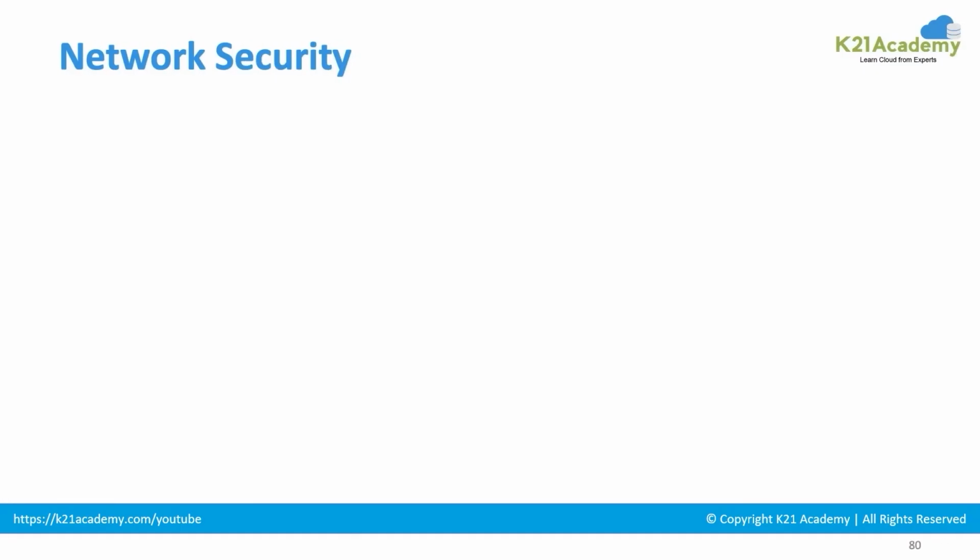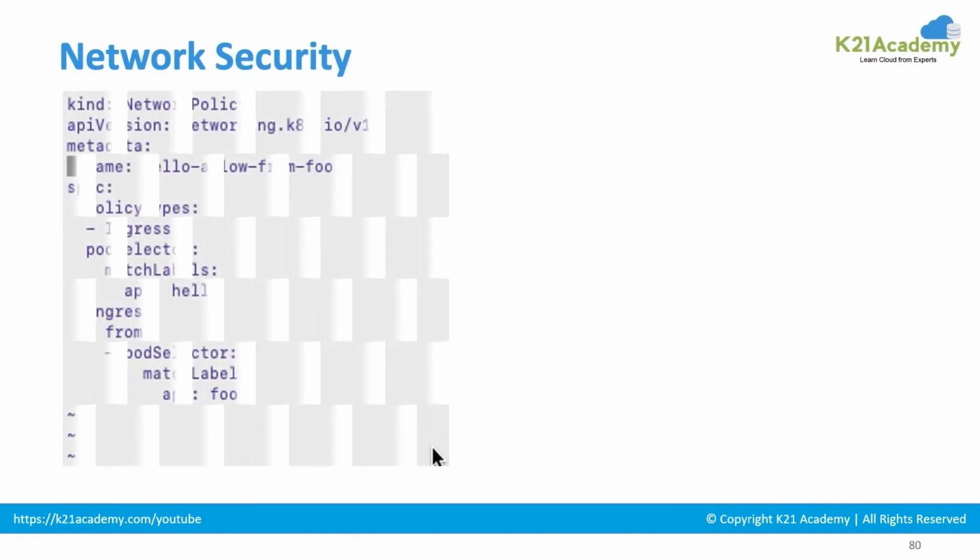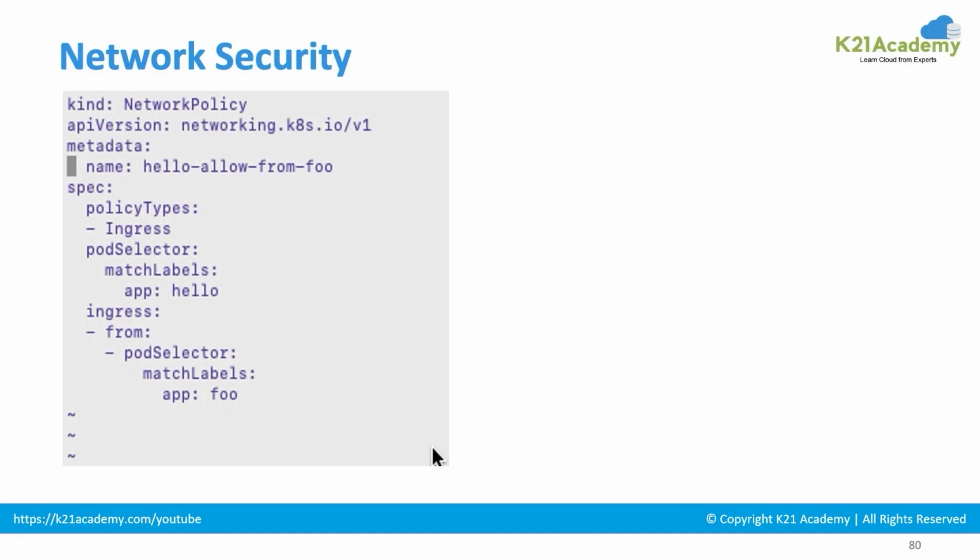So let's look at how we define our network policies. This is a kind NetworkPolicy. It has an API version on which the NetworkPolicy kind was introduced, and metadata associated with this network policy, that is, the name of the policy. I am saying I would allow hello-allow-from-foo. So I'll be allowing traffic from a specific label to a specific label of the pod.